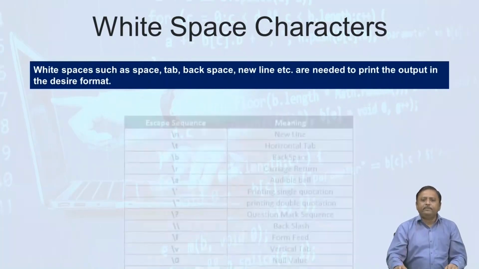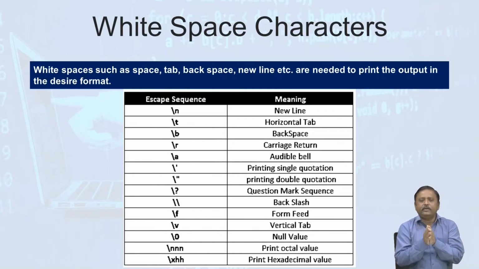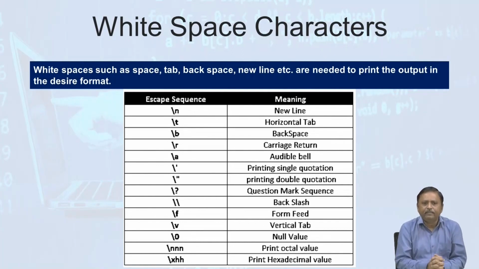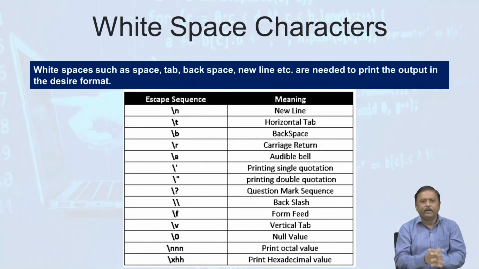Now when you display some message, you must use some white space characters. Generally white space characters are considered non-printing characters, right? So white spaces such as space, tab, backspace, new line, etc. are needed to print the output in the desired format. Sometimes you have to separate data with a tab, right? So for that you can use these escape sequences or white space characters.